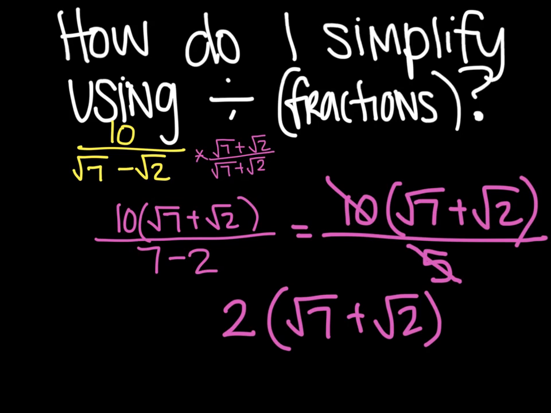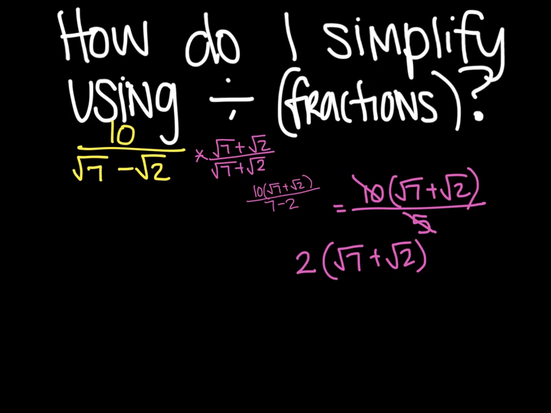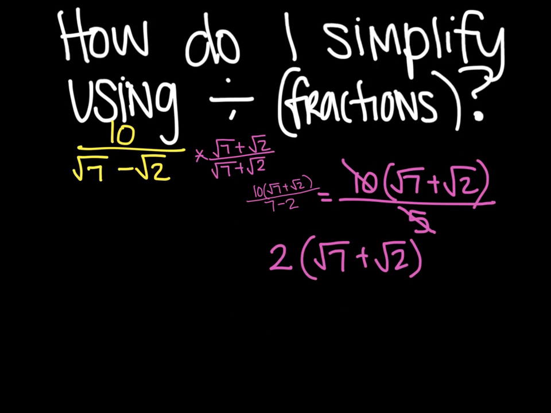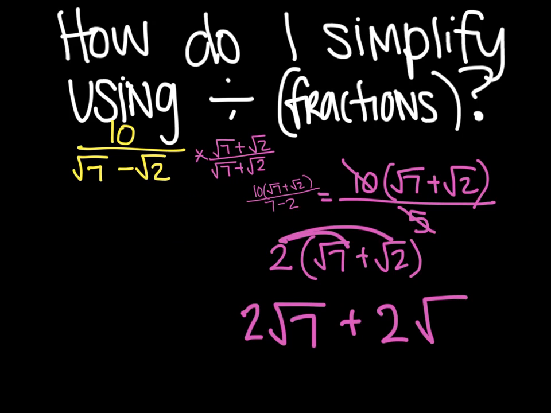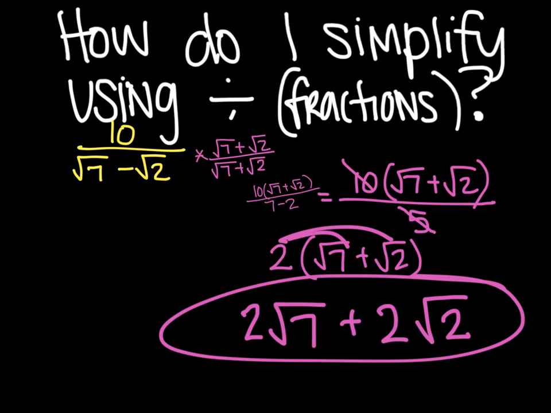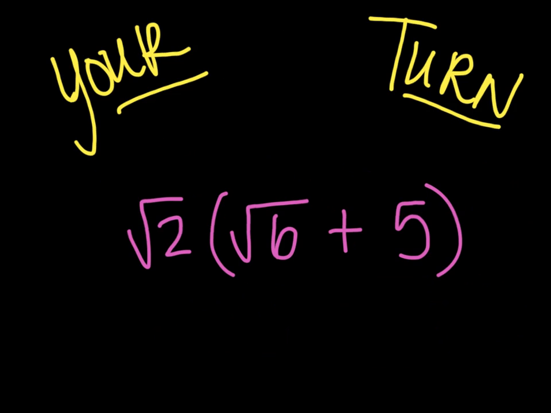So now I can simplify this by distributing, and so this will become 2 times the square root of 7 plus 2 times the square root of 2, and that is going to be my final answer. All right, here is your turn. Go ahead and complete this. Make sure you show your work and then check in with me when you think you have your answer.